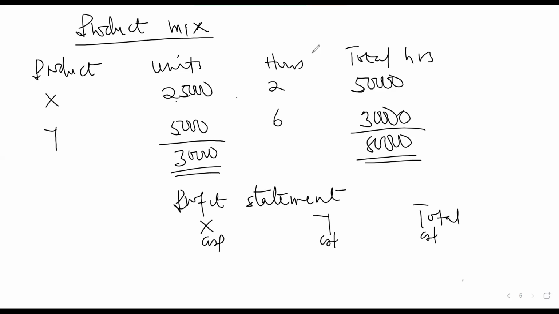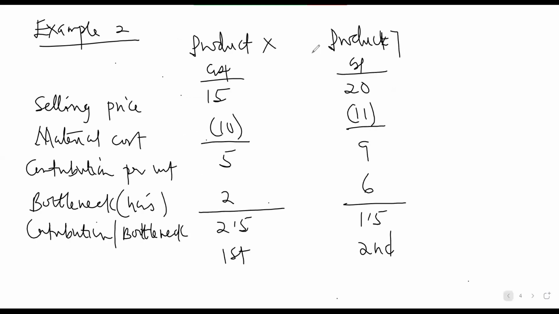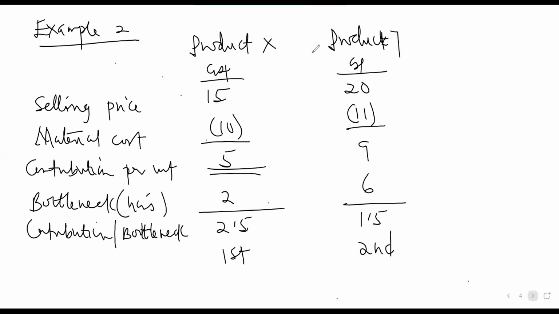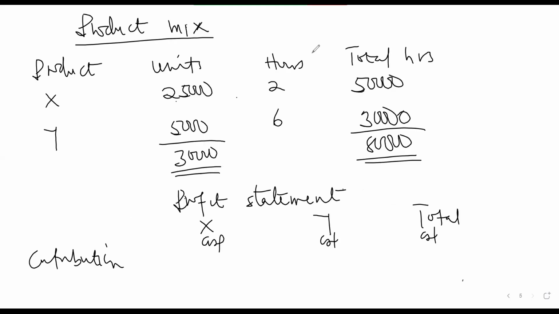Okay. What will be the contribution per unit for X? 5. Okay, 5. And how many units are we producing? 25,000. So the total contribution now will be 25,000 multiplied by 5. What are we getting?